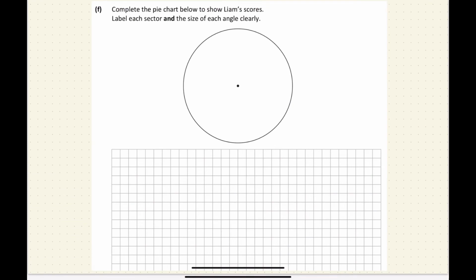Okay, so complete the pie chart below and show Leem's scores. Label each sector and size of each angle clearly. So I won't be able to do this very accurately, lads, but I can show you the maths and how to find the angles and the size of the angles you should have, all right?